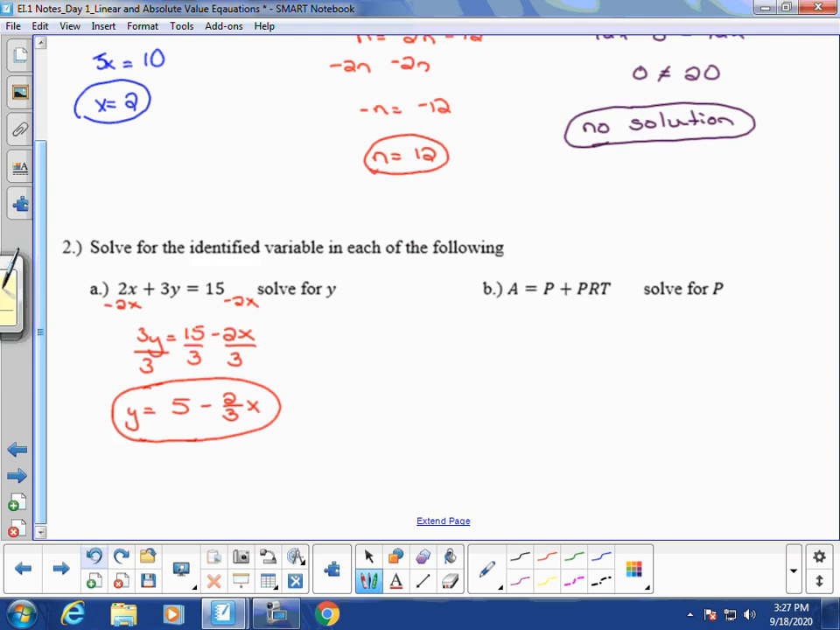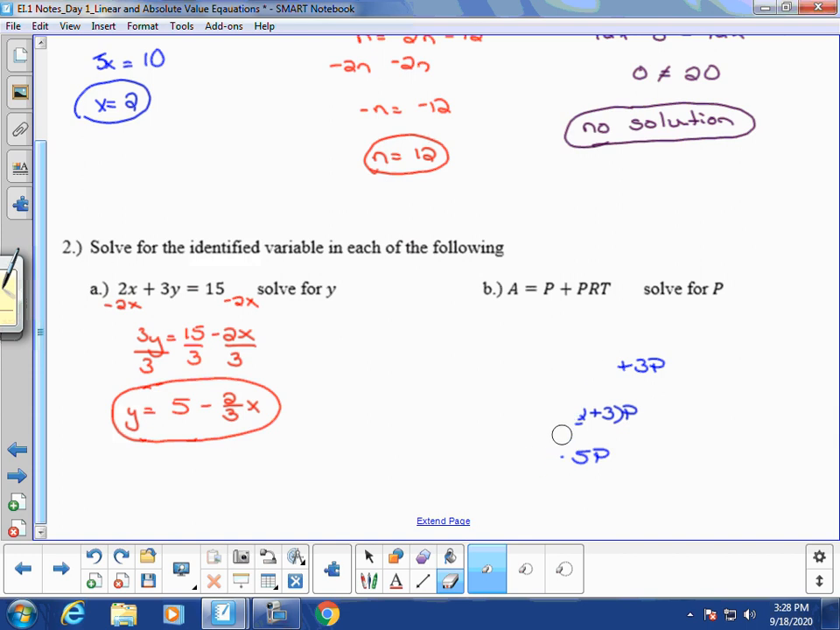I want to get the P's together. So let's think about this. If this problem was, let's say, 2P plus 3P, you would simplify this by taking 2 plus 3 and leaving that in front of P, which would be 5P. Almost everybody would say that in their head right off the bat. 2P plus 3P is 5P. What we did was we added the coefficients.